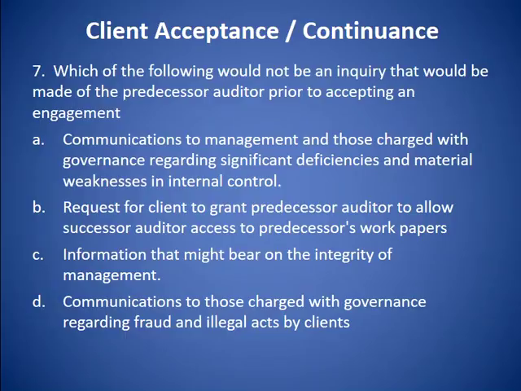Number 7, which of the following would not be an inquiry that would be made of the predecessor auditor prior to accepting an engagement? A. Communications to management and those charged with governance regarding significant deficiencies and material weaknesses in internal control. B. Request for a client to grant the predecessor auditor permission to allow the successor auditor access to the predecessor's work papers. C. Information that might bear on the integrity of management. D. Communications to those charged.